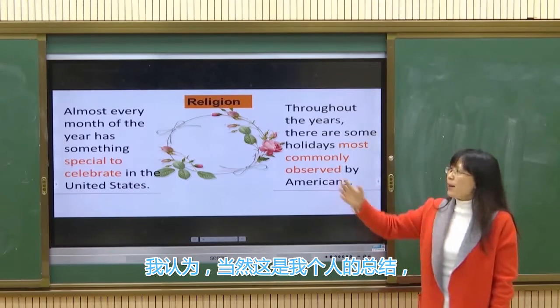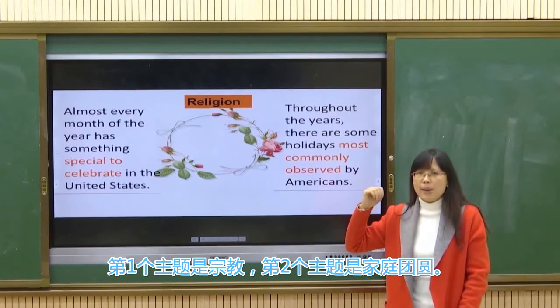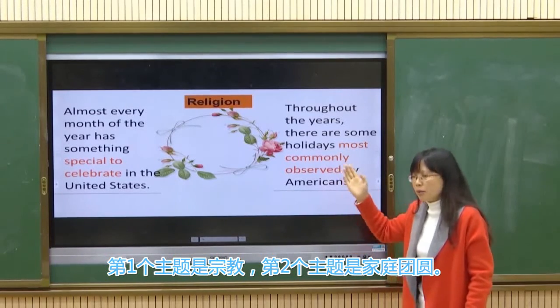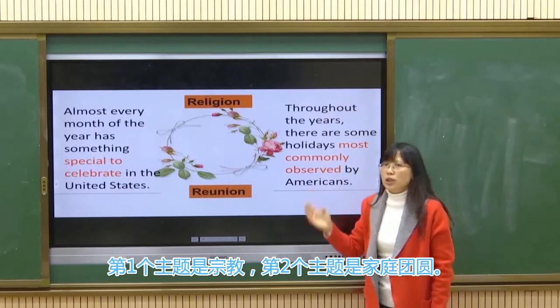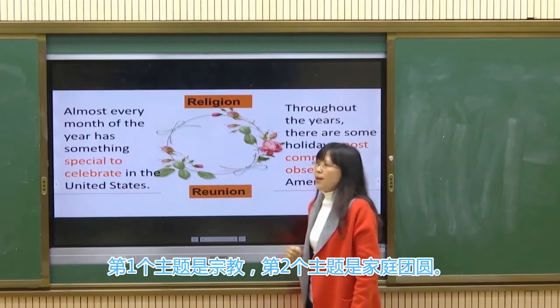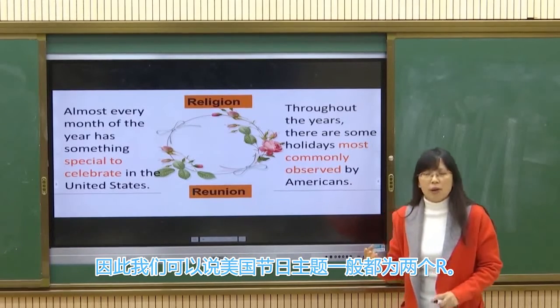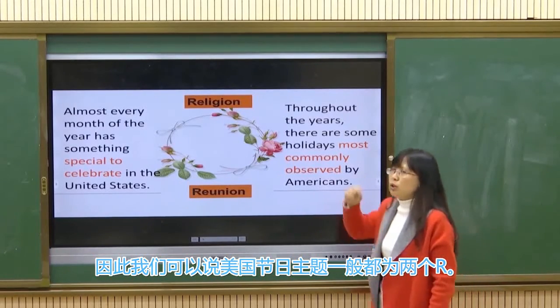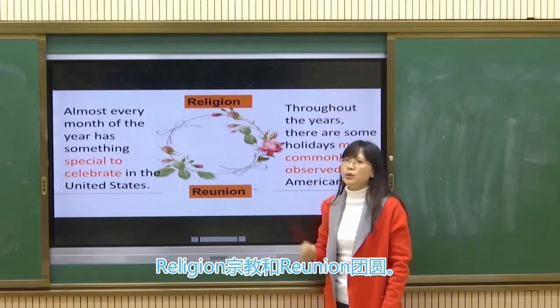I think that's my conclusion. The first topic for American holidays is about religion. And the second topic is about reunion of the family. So we can say usually American holidays are about two R's, religion and reunion.